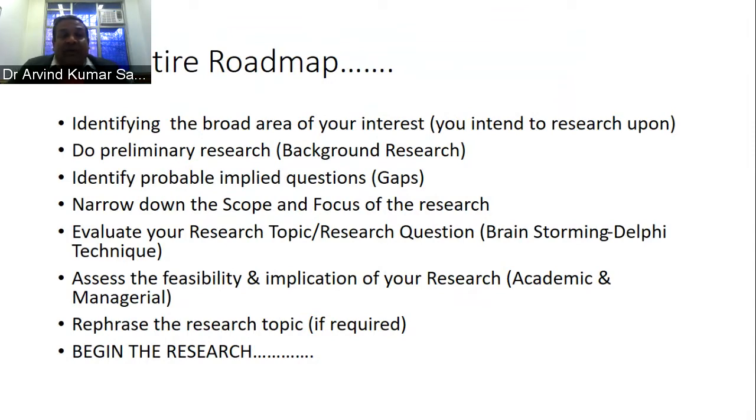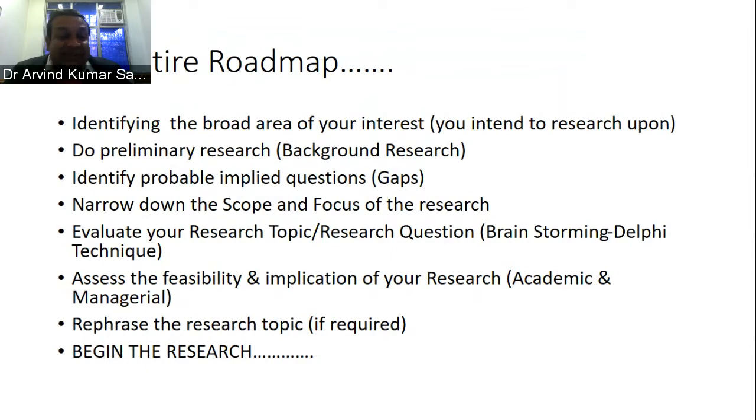Right. So once the broad area is identified, yes, please do some preliminary research. We call it a background study, but that study has to be extensive enough so that we are able to identify all kinds of probable implied questions. That is the research gap. And when we have multiple gaps, we have to decide which gaps, which issues we have to address. And that leads to the next stage, that is, narrow down the scope and focus of your research.